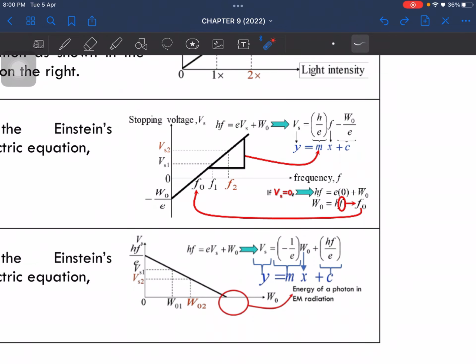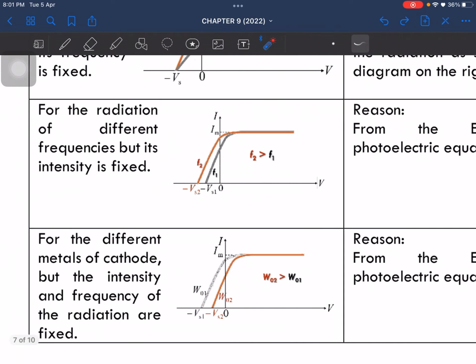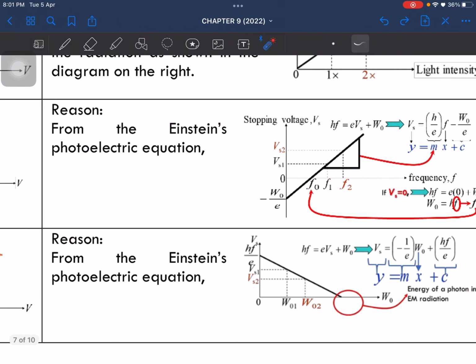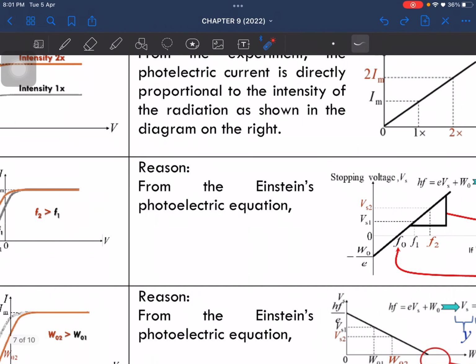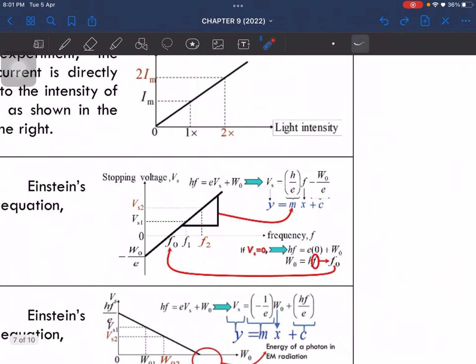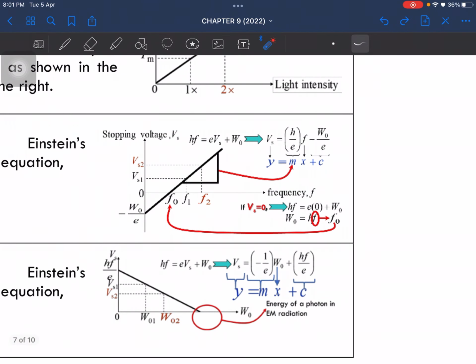The frequency is different, but the intensity is fixed here. If this intensity is fixed, basically it follows the Einstein photoelectric equation. So our y is the stopping potential, and then the gradient is telling us about this one here, and the y-intercept is the work function over the electron charge.